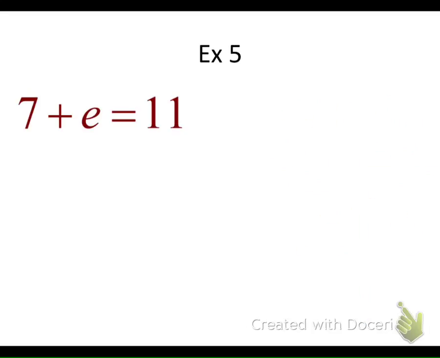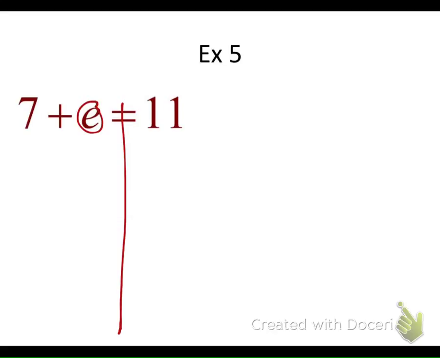Example number 5. Uh-oh. What's different about this one? Variable's not on the other side. It's just in the middle. So we're going to do the first 2 steps the exact same. So I'm going to circle my variable. I'm going to draw my line of equality.